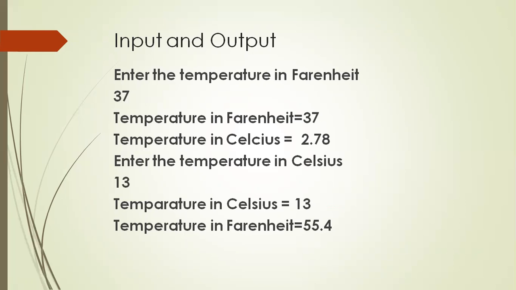Since you have declared C, F, everything as float type, in the output it will probably display 37.000000. Similarly, in the second case, 2.780000. So in the case of a float variable, you will have 6 digits of precision.